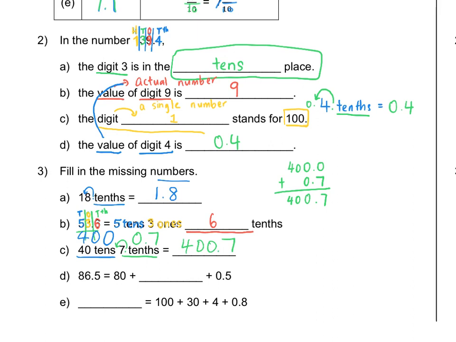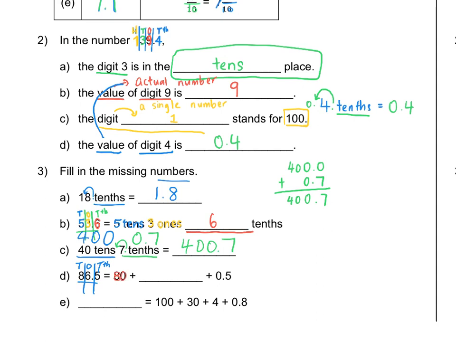Let's go on to part D. 86.5. Same thing, whenever we're given a number, we write the place value chart label. So in front of the decimal point is the ones place. Moving forward, it is the tens place. After the decimal point, it is the tenths place. So now it's simply matching.